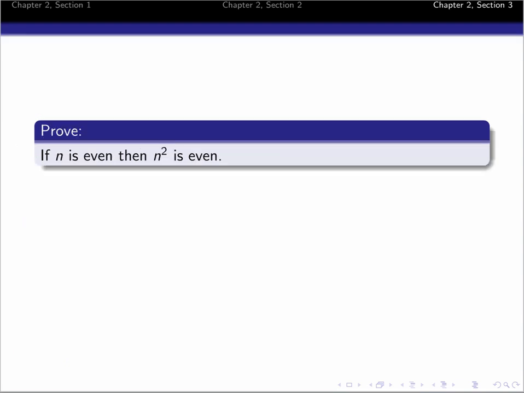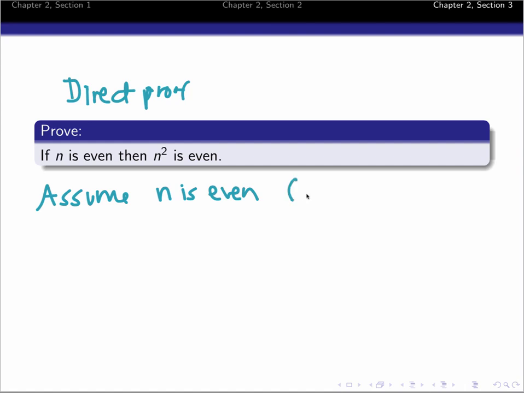So now, kind of the last topic for this stuff is trying to prove things. So in this example, it says to prove if n is even, then n squared is even. So one type of proof is called a direct proof. And what a direct proof here would mean is you assume the if part is true. So you assume that n is even. And then our goal is to show n squared is even.